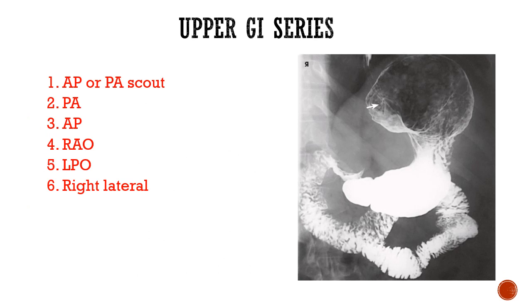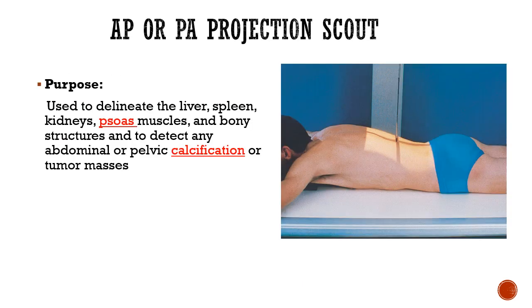Now we're going to look at the overhead images that can be performed after the radiologist leaves the room from the fluoroscopic portion of the procedure. We can perform an AP or PA scout, of course, that would be before the exam even begins, but there's a PA, an AP, an RAO, an LPO, and then the right lateral. So the AP or PA scout image is used to delineate the liver, the spleen, the kidneys, the psoas muscles, the bony structures, and detect any abdominal or pelvic calcification or tumor masses.